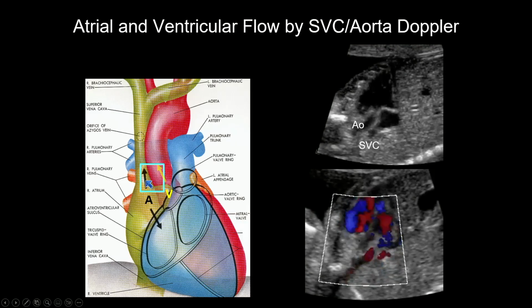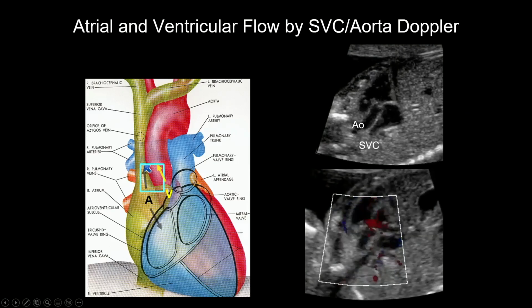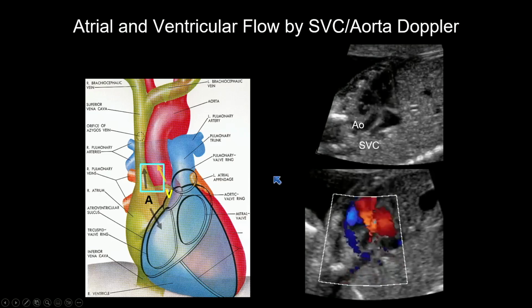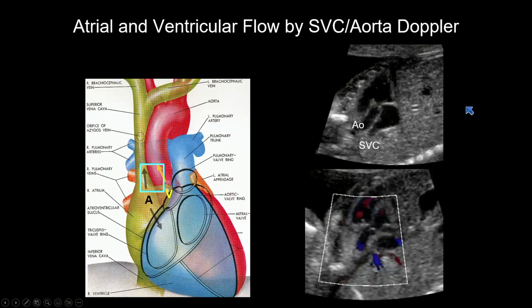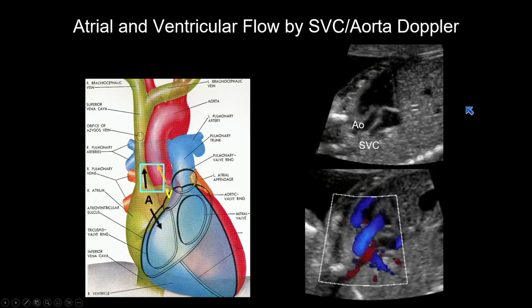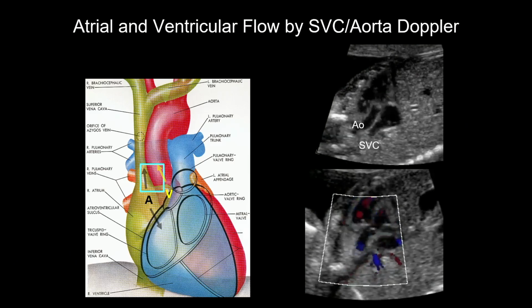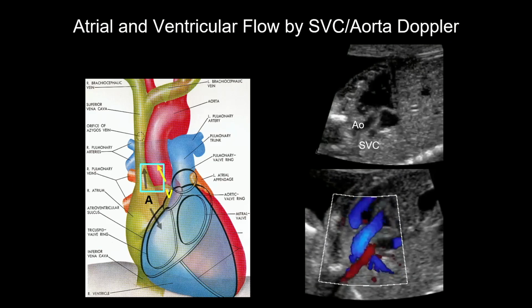If you put your Doppler sample volume over this area, every time the atrium contracts, you get flow reversal in the SVC. Every time the ventricle contracts, you have forward flow. This is a sagittal plane, where I can nicely show this to you. But frankly, it works also in a four-chamber view, a little bit tilted up, and you will very frequently get the SVC Doppler signal too.